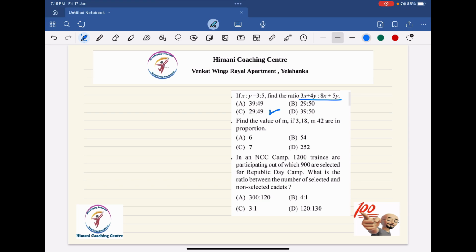Now the question is, find the value of m if 3, 18, m, 42 are in proportion. So what does that mean?